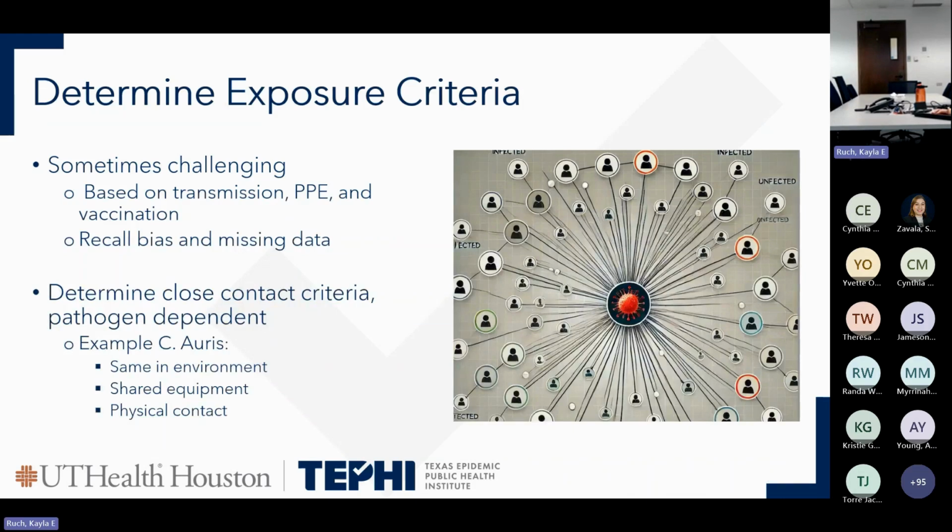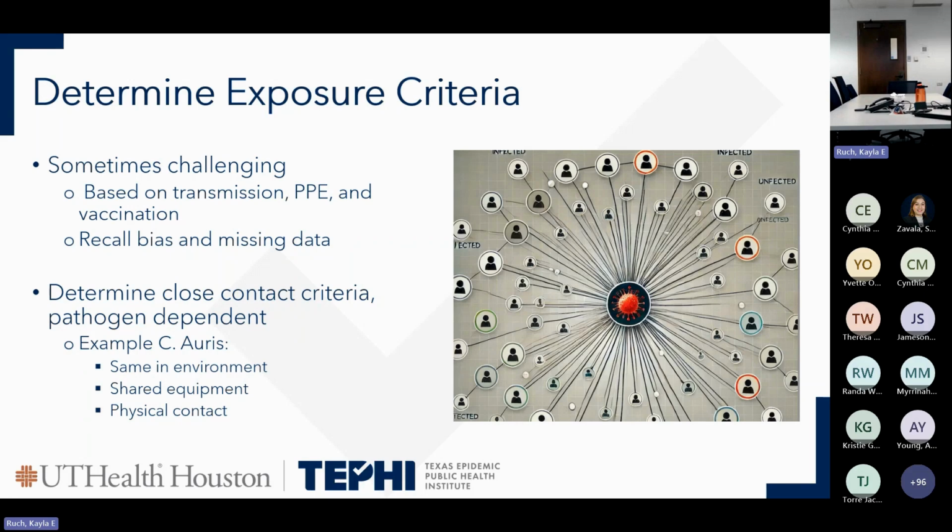So as I alluded to, determining exposure criteria can be very challenging because multiple things go into it. It's based on the transmission of the pathogen, the vaccination status, if you're fully covered or not, and what PPE you are wearing. It all goes into the CDC guidelines and their specific definitions of whether people have been exposed or not, and vaccination coverage as well.